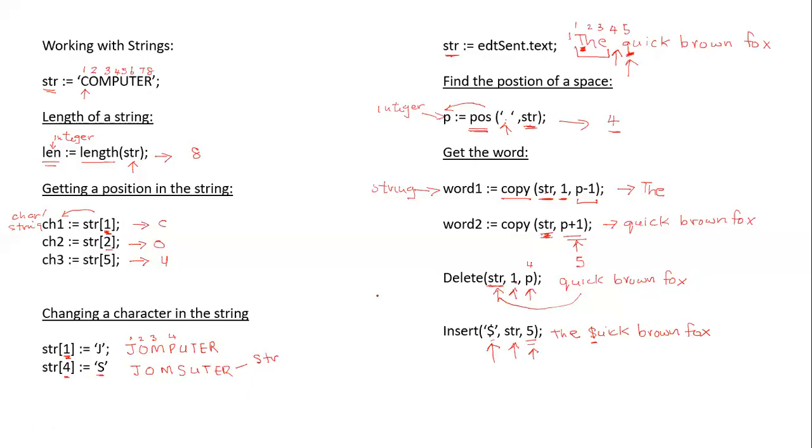You should also note that when we used length, pos, and copy, we assigned these to a variable because those were functions. But when I used insert and delete, we don't assign them to a variable because those are called procedures. We simply call it by its name and give it the parameters that it requires. Let's look at a few examples.